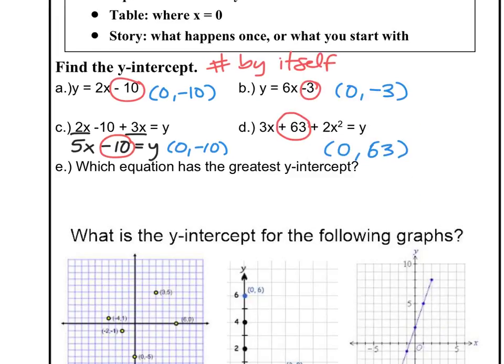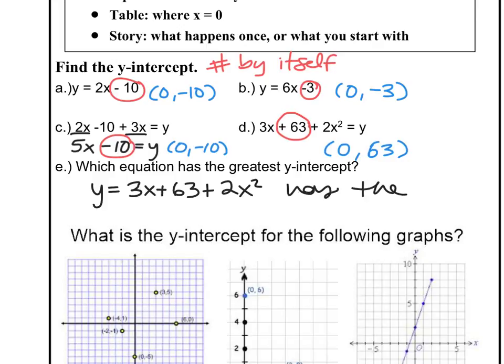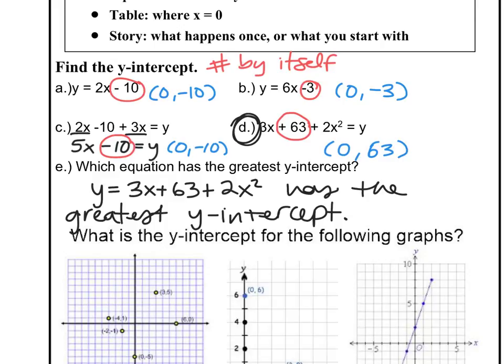Looking at these equations, we want to see which one has the greatest y-intercept. Well, the biggest number here is 63. So y is equal to 3x plus 63 plus 2x squared has the greatest y-intercept, or the starting point. So this one.